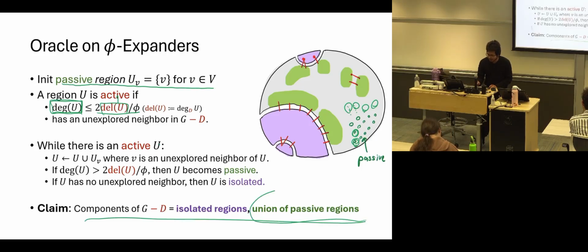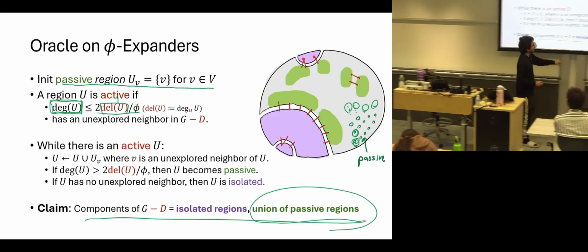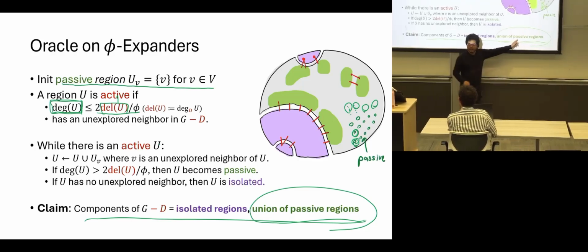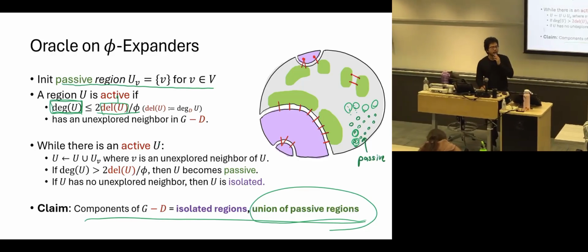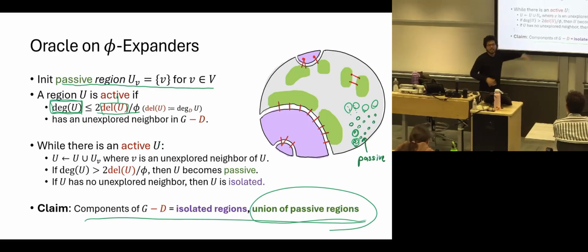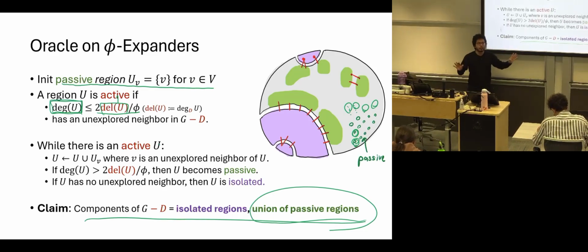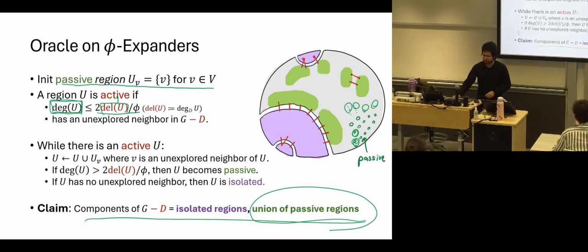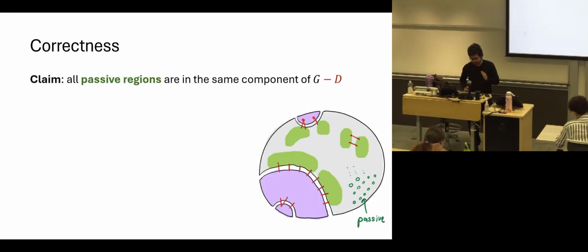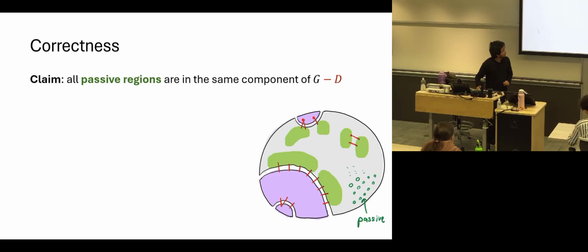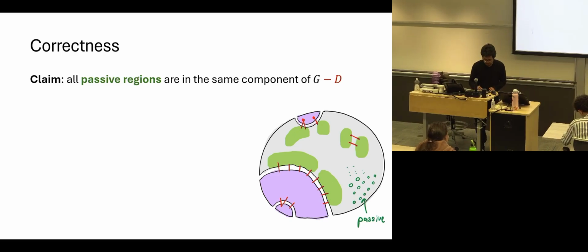All I need to prove is that all the passive regions are in the same component. If we can prove this, we are done, right? We really get the representation of all connected components. Okay. Let's prove this: all the passive regions are in the same component in G minus D.